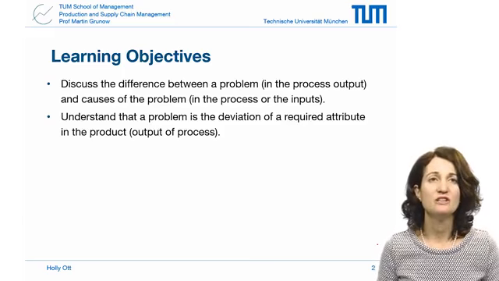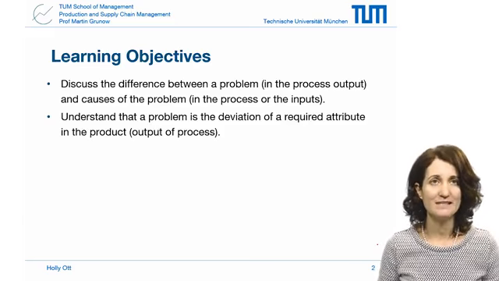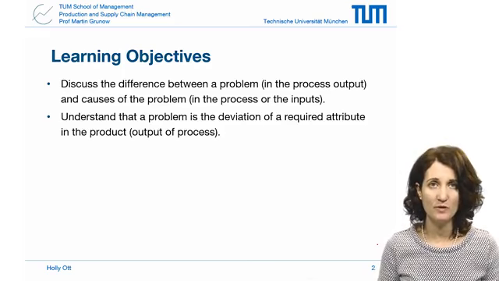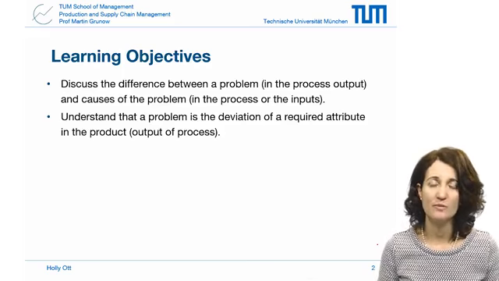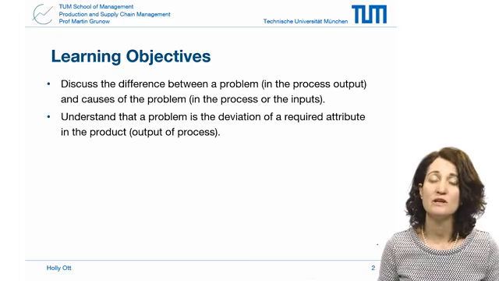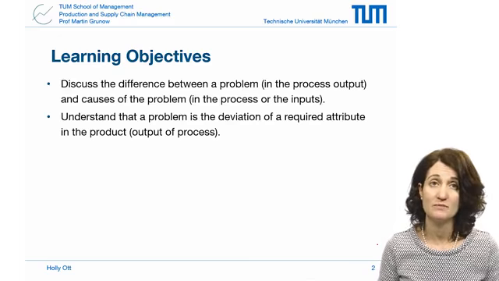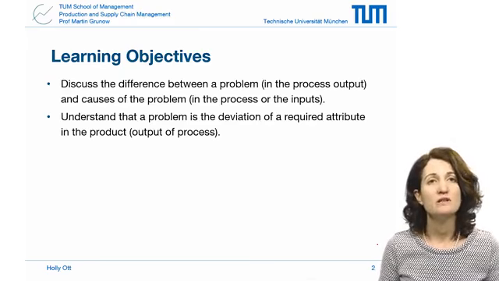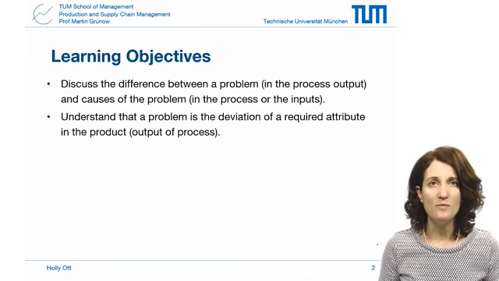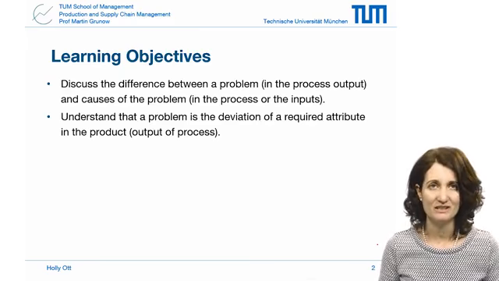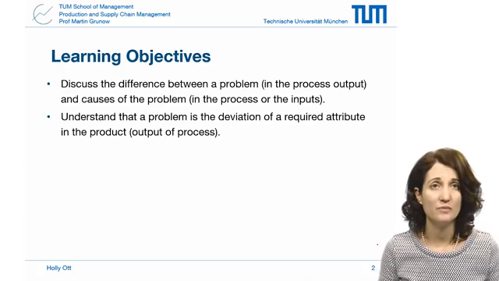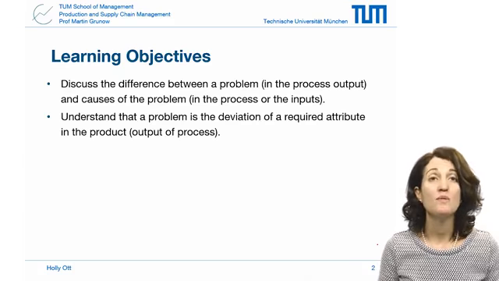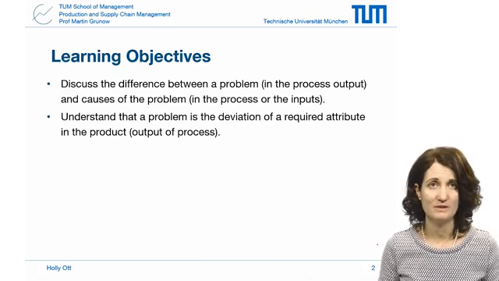For this session, we want to be able to discuss the difference between a problem in the process output and causes of the problem, which are in the process or in the inputs to the process. And we want to understand that a problem means a deviation of a required attribute in the product. A problem is in the output of a process.